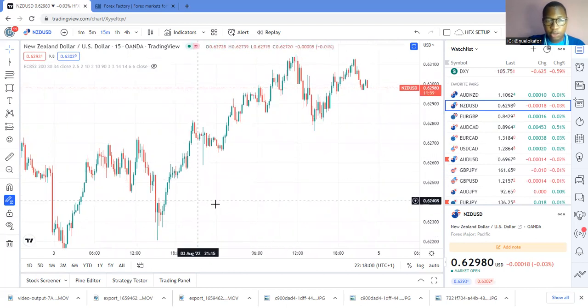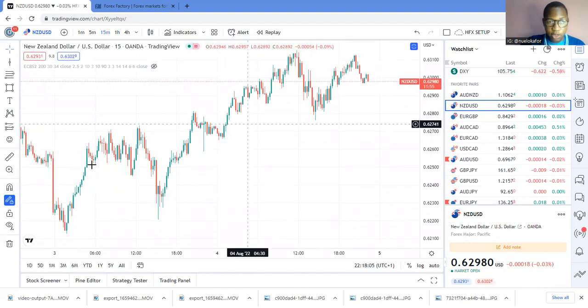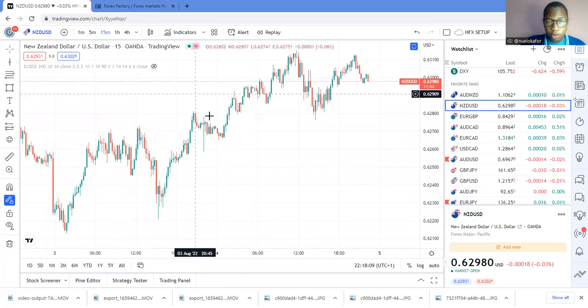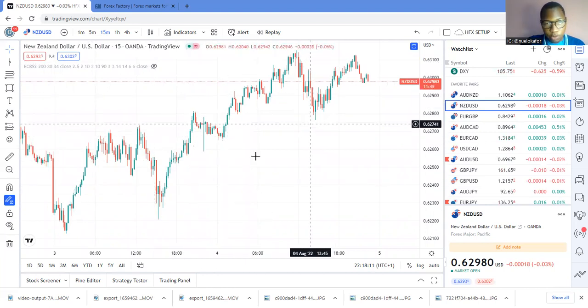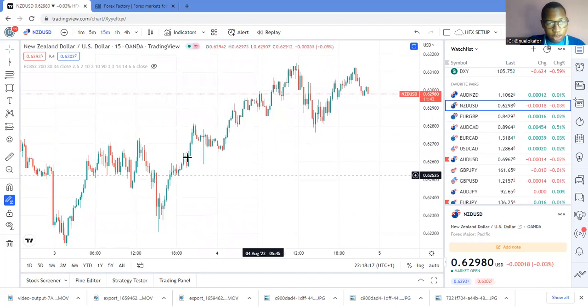How do I know it's an uptrend? Well, it's one of those things you learn, if you haven't learned it already, because I'm seeing it's pushing up, coming down, pushing up, coming down, pushing up, coming down. So this looks like a good example. We'll take it more than once.